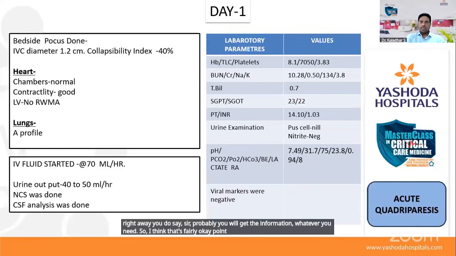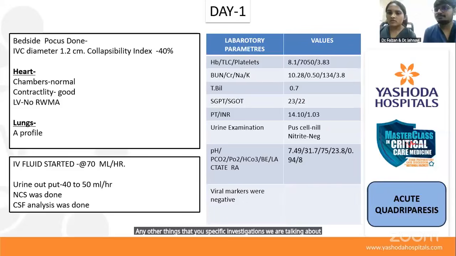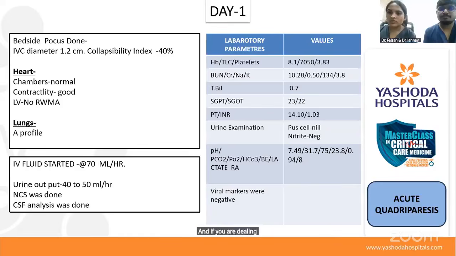So that is one thing, CSF. Next, any other things that you do? Specific investigations we are talking about. Nerve conduction studies would give us a better picture, sir, of the pattern of the weakness. And if we are dealing with a demyelinating type of weakness or an axonal type of weakness, it helps in further narrowing down the diagnosis.